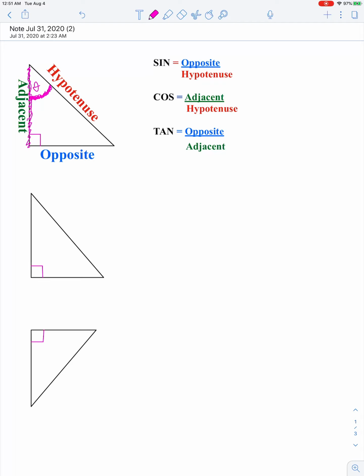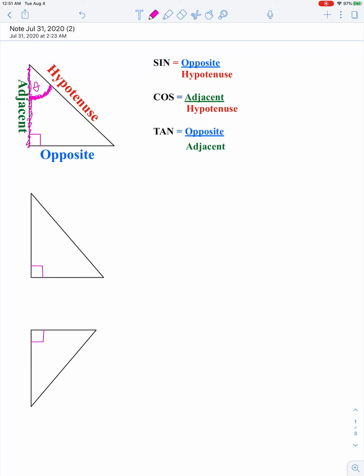Let me repeat that. The side that touches the angle that you're using is your adjacent side. That's the one you look for. Keep it nice and Gucci. And don't be a smart ass and say, oh, the hypotenuse is touching the angle too. We already know the hypotenuse, bro. Come on. So, sine is equal to opposite over hypotenuse.